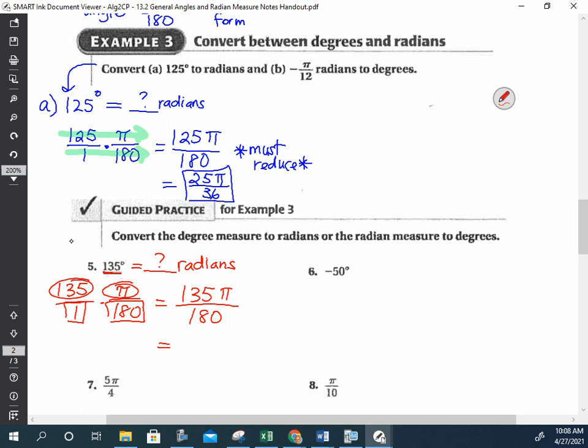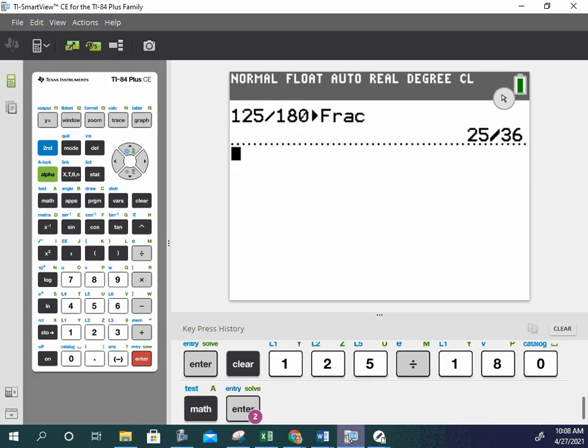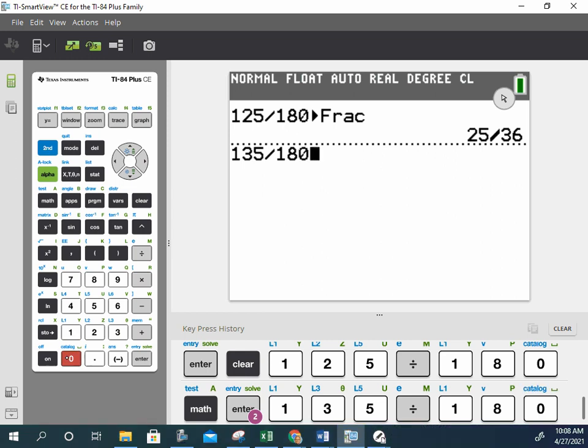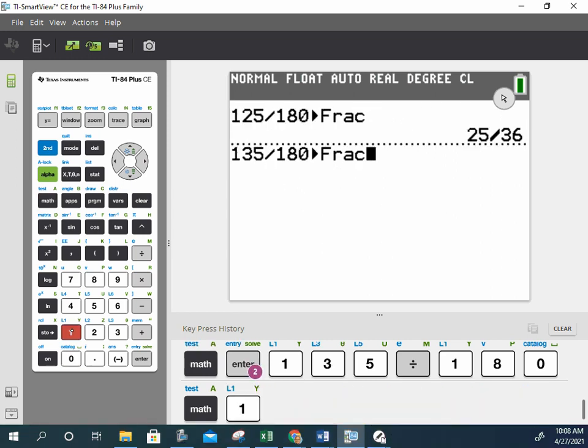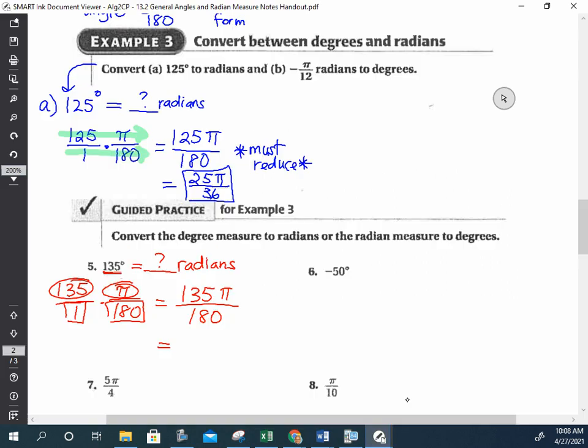Now you reduce. Unfortunately, if you don't have a scientific or graphing calculator, then you have to reduce it by hand. I can't go and buy you a calculator, so that is what it is. So 135 over 180, go to our calculator. 135 divided by 180. Go to math, fraction, hit enter. You should have 3/4. So your answer is 3 pi over 4.